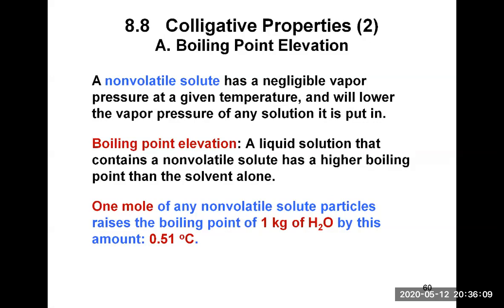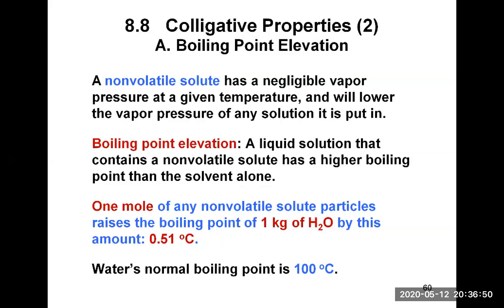The normal boiling point of water is 100 degrees Celsius. If you have 1 mole of any non-volatile solute particles in there, or let's say, for example, 1 mole of salt or any kind of ionic compound, it will raise the boiling point of 1 kilogram of water by 0.51 degrees. So instead of being 100 degrees, it will be 100.51 degrees Celsius if you have 1 mole of any non-volatile solute in 1 kilogram of water.